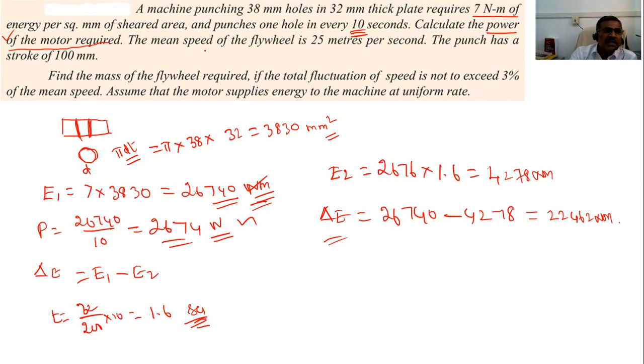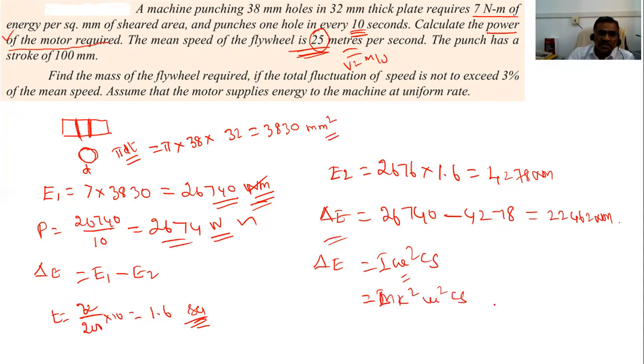Already we have the flywheel speed given. But the equation for delta E is I omega square into CS. It is in terms of angular velocity, omega, but here it is given in meter per second, that is velocity. What is the relation between velocity and omega? We know I can be written as m into k square. So m into k square into omega square into CS. What is k square? That is r square. R into omega is equal to v. So the equation is m into v square into CS.